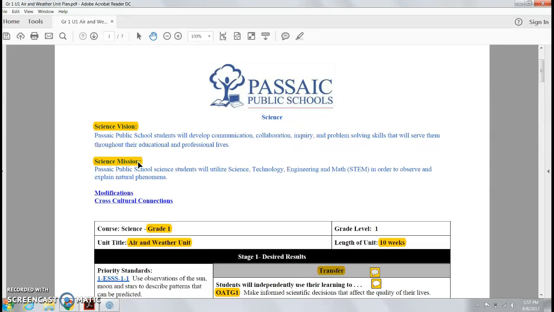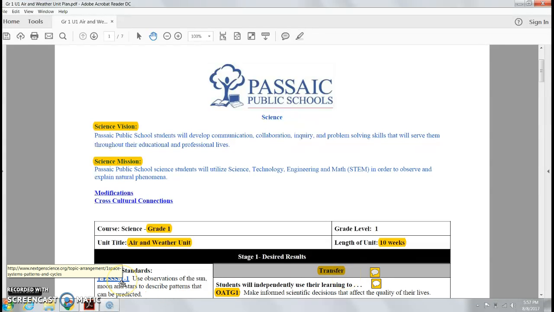For the basis of this video, I'm using the grade 1 air and weather unit, which you can see indicated here, grade level 1, and the length of the unit is 10 weeks. So I'm going to be going over in detail some of the vocabulary that you need to understand when you're looking at the UBD science template. So the first thing I want to go over is in stage 1, you'll have the priority standards.